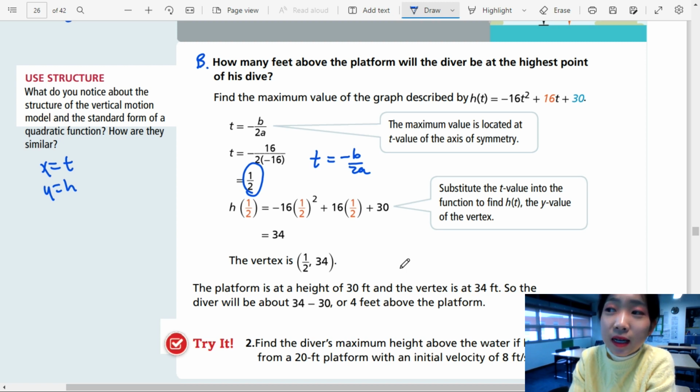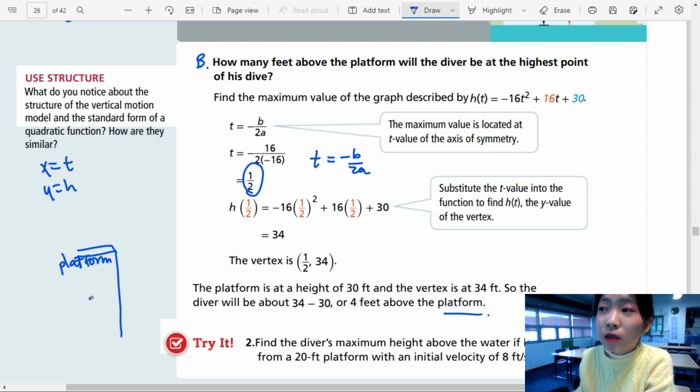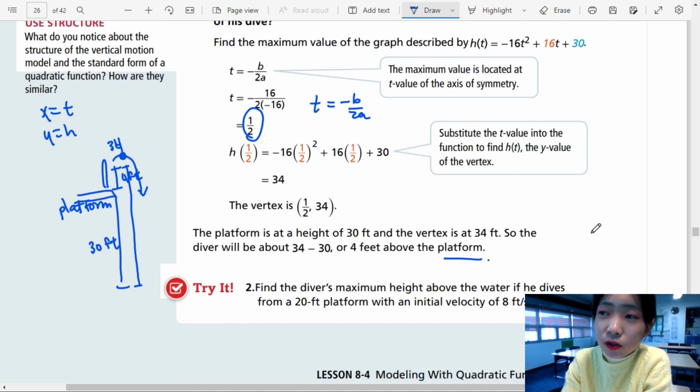Okay, so the platform is at a height of 30 feet and the vertex is at 34 feet. So the diver will be about 34 minus 30, or 4 feet above the platform. Because if that's your platform and that is already 30 feet above the ground, that means your diver will dive 4 feet. This is your maximum height, right? And that's 34 feet above the ground. And so it's going to be 4 feet above the platform. Does that make sense? Okay, let's look at try number 2.